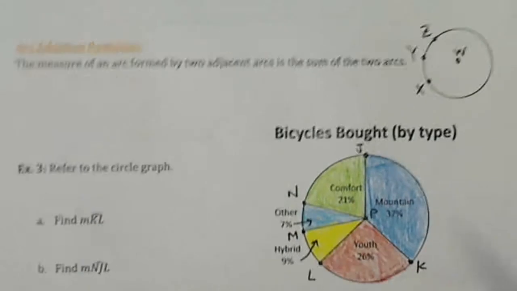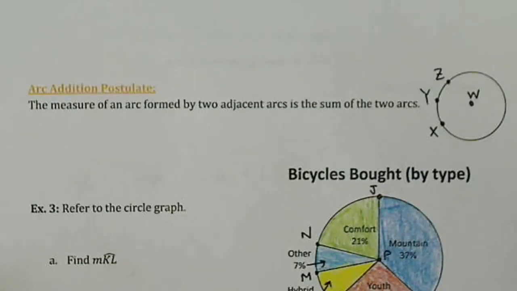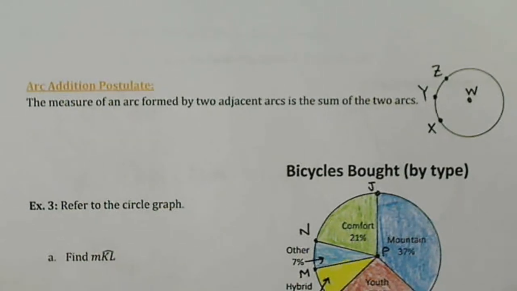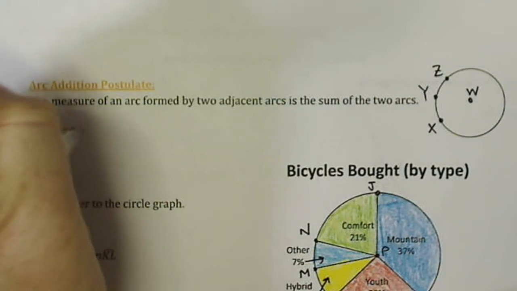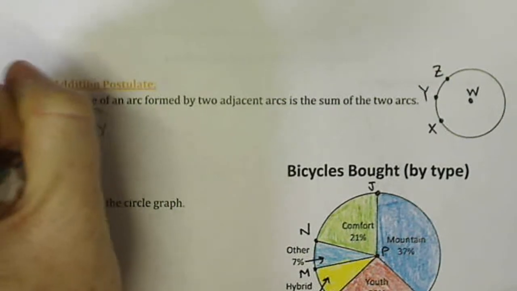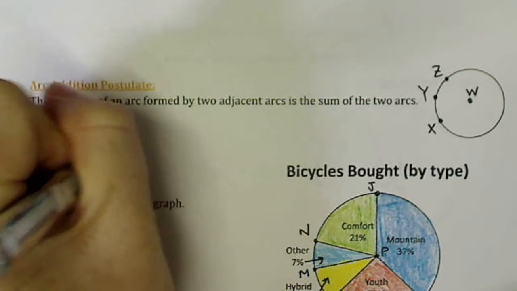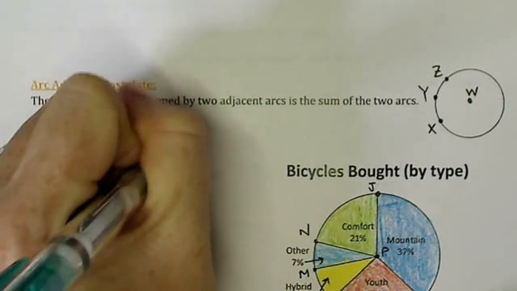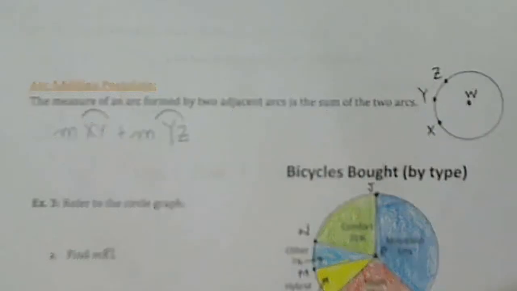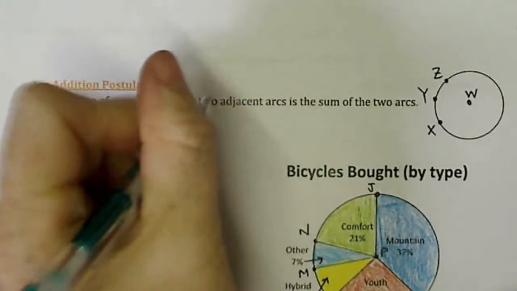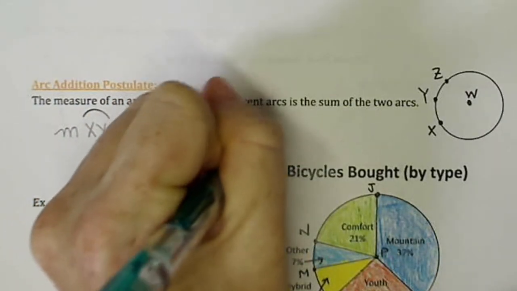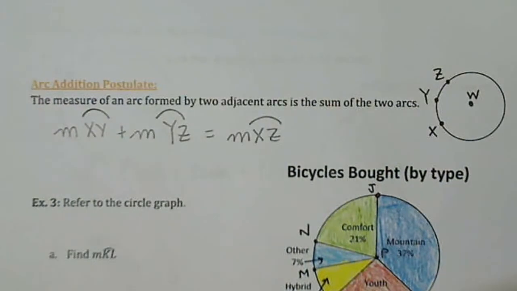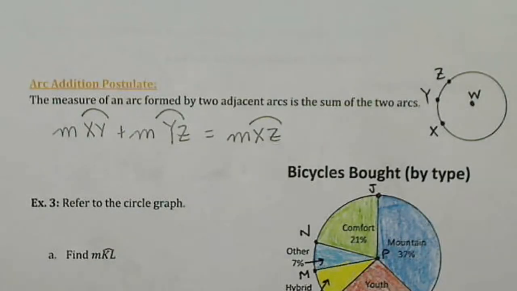Okay, we also have another lovely little postulate. And it's saying the measure of an arc formed by 2 adjacent arcs is the sum of the 2 arcs. What does that mean? It means the measure of, let's say, arc XY plus the measure of arc YZ. We could add those two and come up with the big arc measure of XZ. Okay, that's what that means. We can add them just like angles.